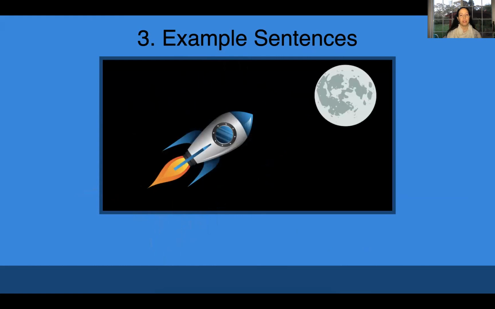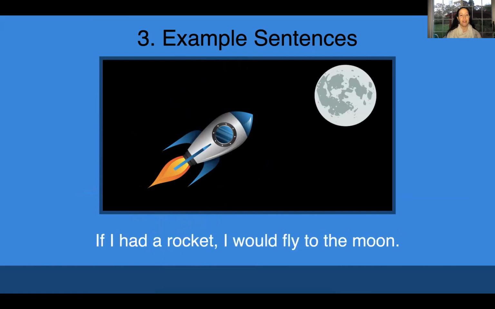So what are these two pictures? What do you think these are? What would be the second conditional sentence, or what do you think it should be, based on these two pictures? Well, I have one for you. If I had a rocket, I would fly to the moon. So if you had a rocket, would you fly to the moon? What would you do? What would be your second conditional sentence?